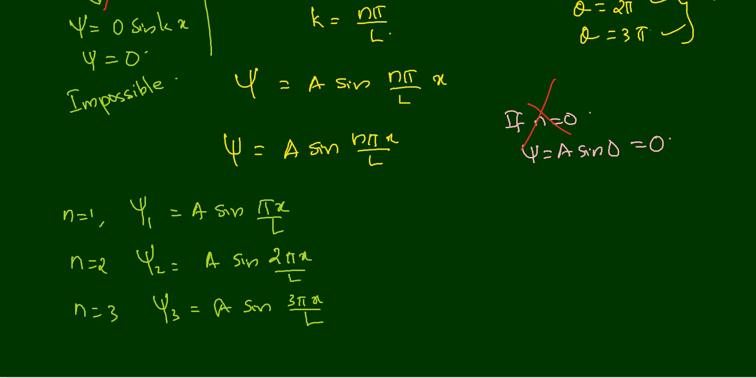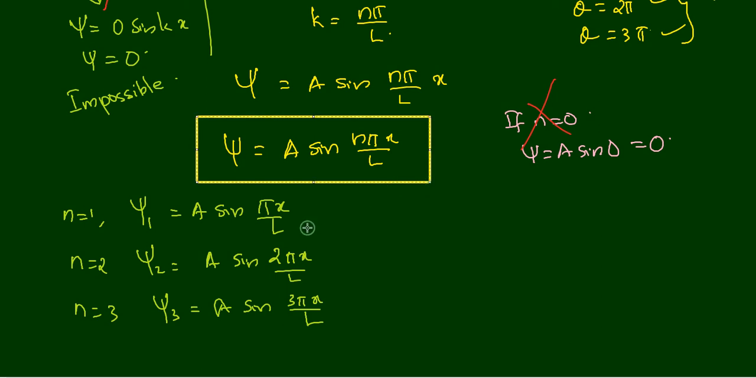So let me keep that within a box, because this is very important. We will use it further. So psi is equal to A sin n pi x by L. That is the solution of the Schrodinger wave equation.